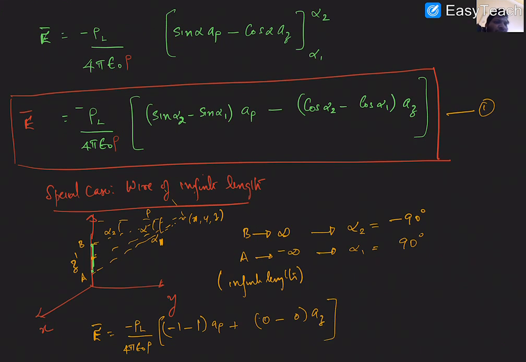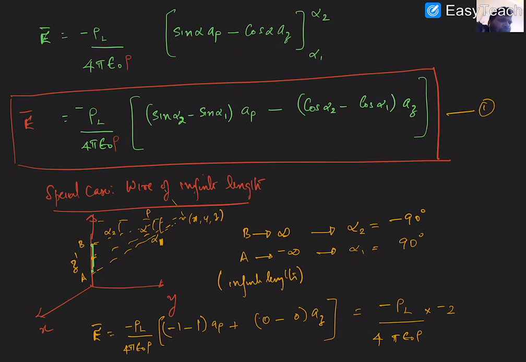Okay, so this will become minus rho L by 2 pi epsilon 0 into rho, not 2 pi, 4 pi epsilon 0 into rho into minus 2. So the final answer will be electric field is equal to rho L by 2 pi epsilon 0 into rho, isn't it? That is, and also the direction is a rho.